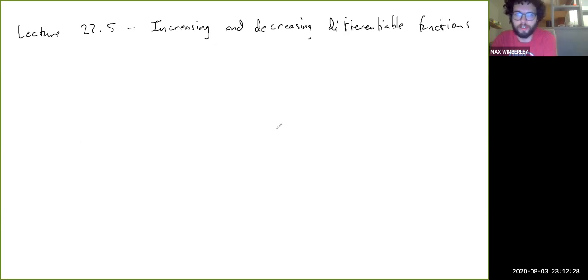Okay, so in this section, we're going to prove a very quick result about what happens when the derivative of a function is strictly positive or negative, or weakly positive or negative, which results in strictly or weakly increasing or decreasing functions, as the case may be.